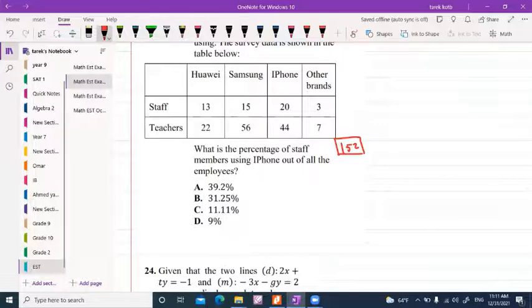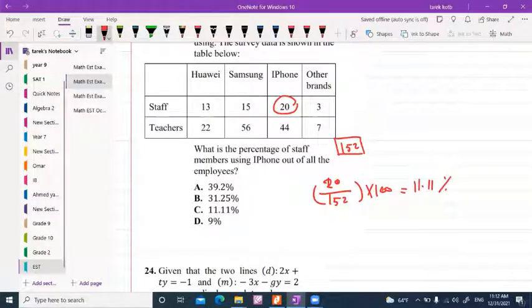So they are 20 out of 152. Since you want to get the percentage, it will be 20 over 152 times 100, because you want to get the percentage. That will give me 11.11%.